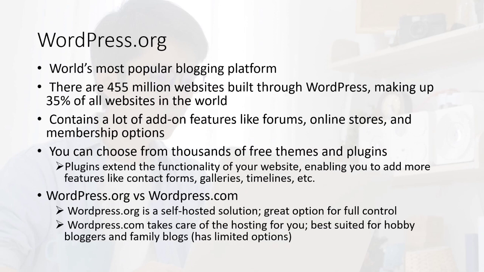wordpress.org. wordpress.org is the world's most popular blogging platform. To date, there are 455 million websites built through WordPress, making up to 35% of all websites in the world. It's known for being incredibly customizable, allowing you to insert a lot of add-on features like forums, online stores, and membership options. WordPress is the number one choice of most people to build their own website. If you plan to grow your blog into a full website, this is your best option.